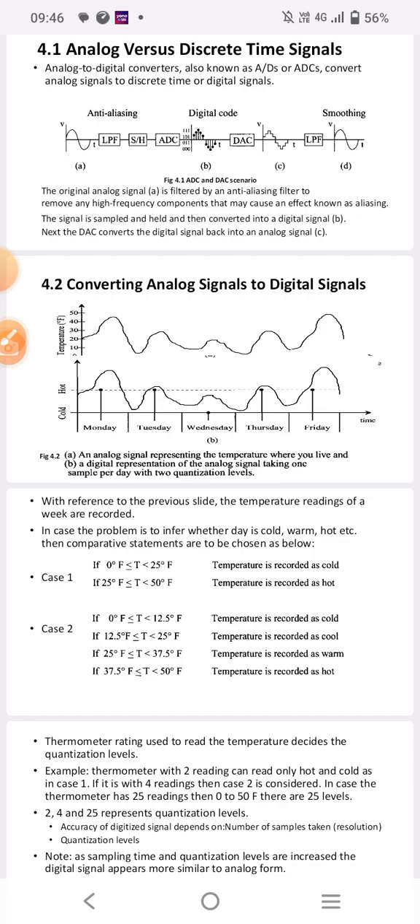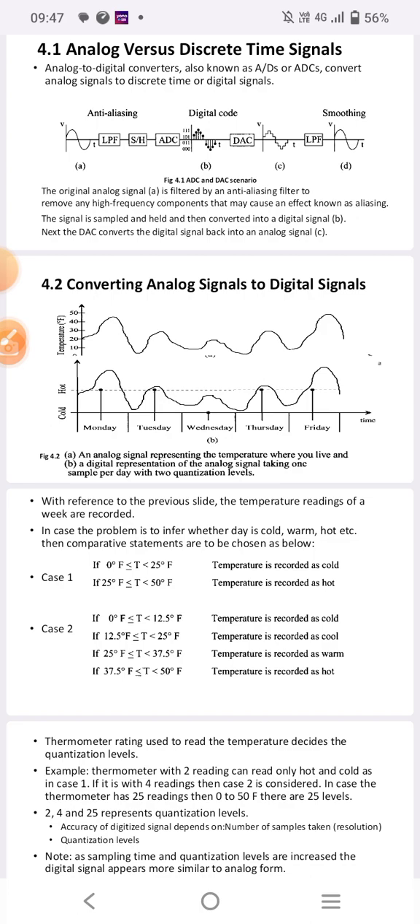Because suppose the readings on the thermometer are in terms of Fahrenheit, and there are only two readings. One is 0 degree Fahrenheit and the other is 50 degree Fahrenheit. Intermediate values are not marked there. So whenever I use this thermometer twice a day, it takes two readings. Let it be at 12 o'clock each, mid afternoon 12 o'clock and midnight 12 o'clock. At midnight it will usually be cold, and in the afternoon it will be hot.